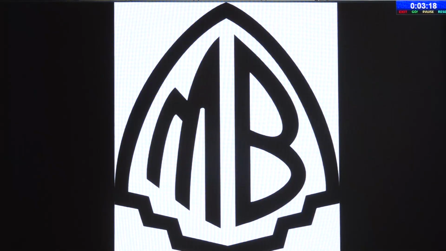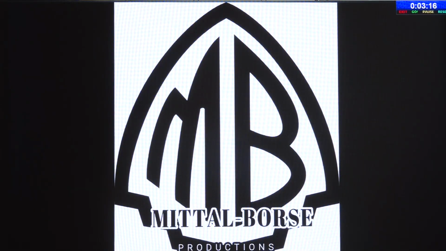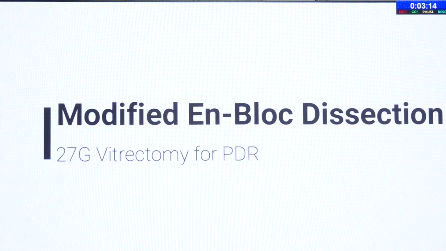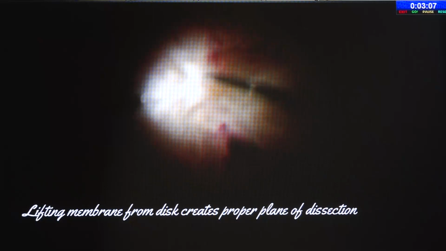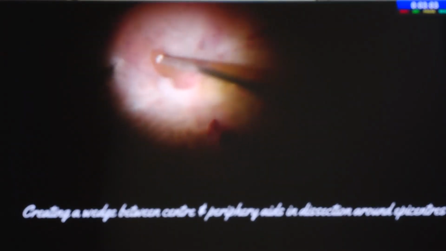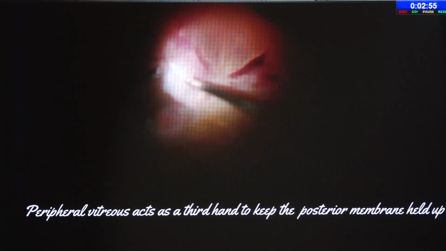So I'll show you another case just to see whether it works in combined retinal detachments or not. Again, this was a 27 gauge vitrectomy for a patient with PDR and combined retinal detachment. Just pick up the membrane from the disc, just create a wedge between the peripheral retina and the central retina. You just see, and just start inducing the PVD in the periphery.